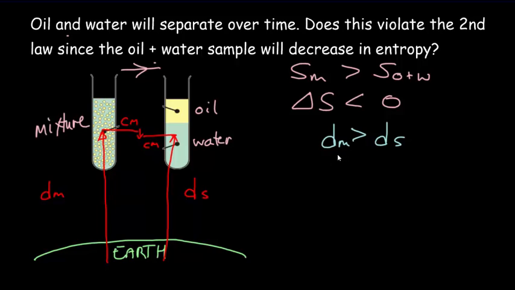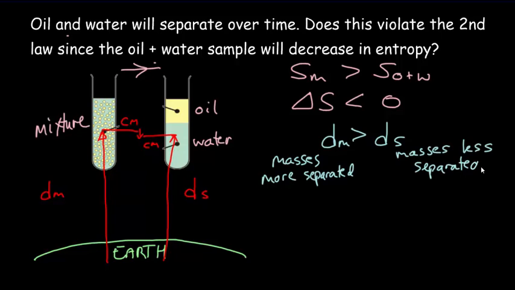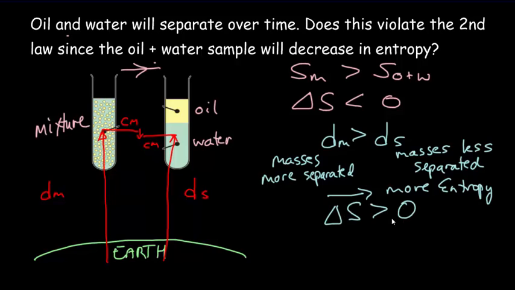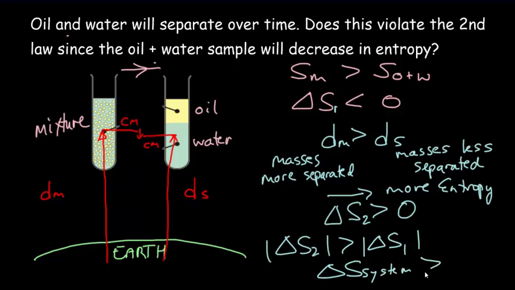So that would mean our masses are more separated originally. The distance from the center of the mass of the Earth to our mixture is longer than the center of mass from the Earth to when the oil and water are separated. And that means we're going towards less separation, and that means more entropy. So we get a delta S here that is going to be greater than 0. Let's call this first delta S1 that was negative, and we'll call this second delta S2 that's positive. Then so long as delta S2 is bigger in magnitude than delta S1, that would mean that delta S for our system is going to be greater than 0, and the second law is not going to be violated.